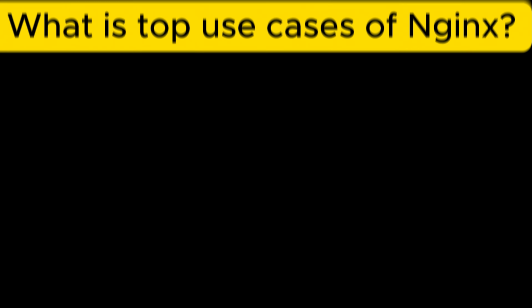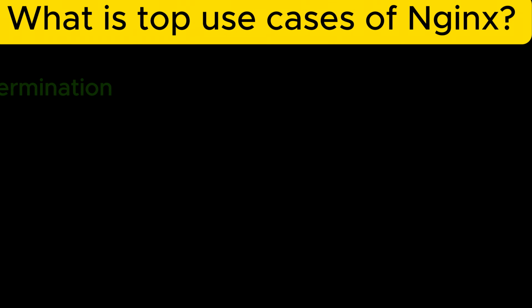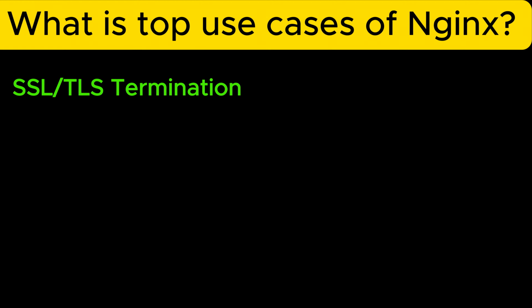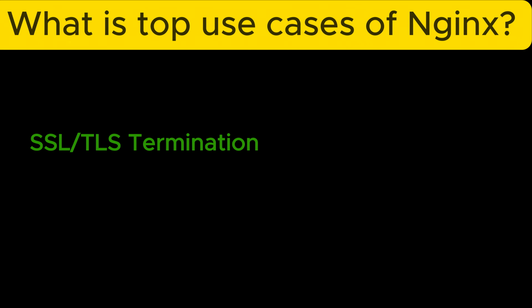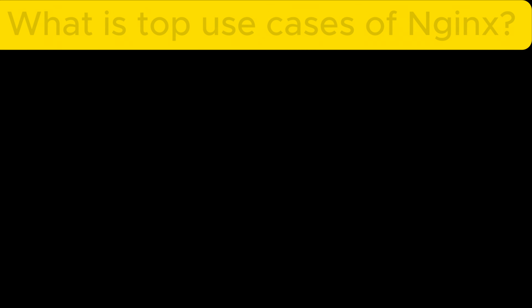Another very important and top use case of NGINX is SSL/TLS termination. SSL is Secure Sockets Layer and TLS is Transport Layer Security. So how can we terminate at the level of the proxy server? Let me show you the diagram.